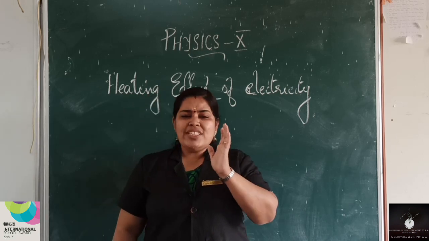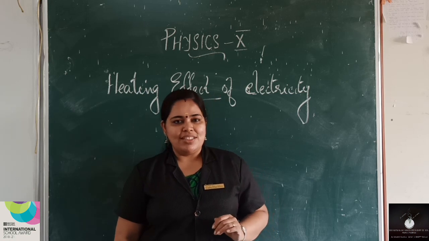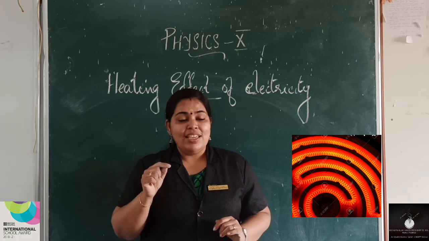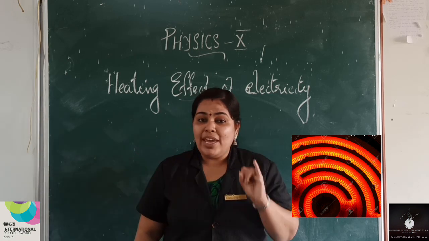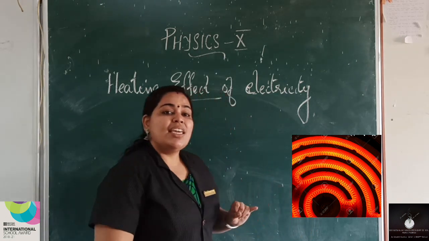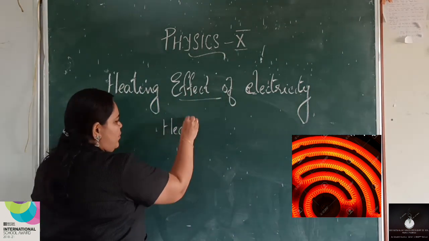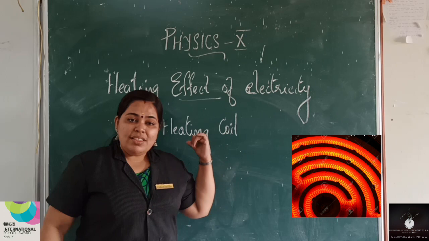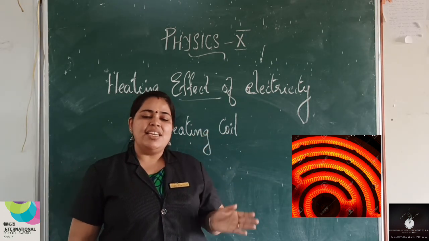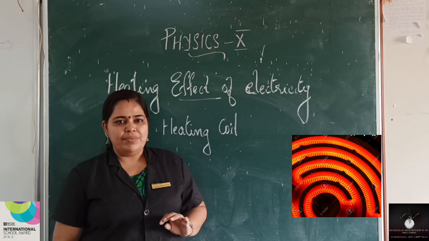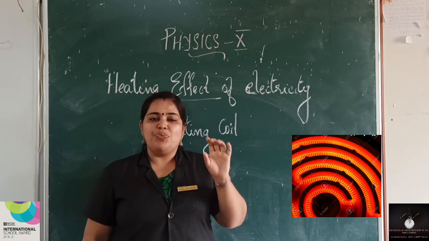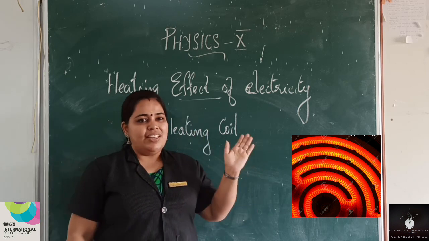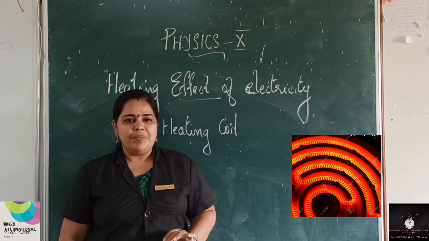Okay, what is the important part of an electric heater? You might have seen a coil in that. That is known as the heating coil. So the main part of an electric heater is the heating coil. In this heating coil, electrical energy gets converted into heat energy. Is it clear? So the important part of an electric heater is the heating coil, and it is the part where electrical energy is converted into heat energy.